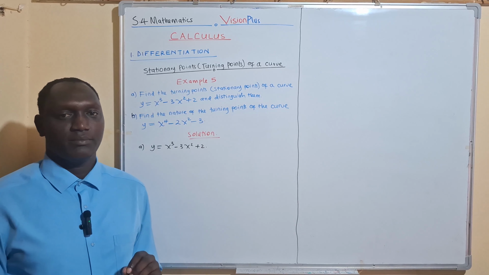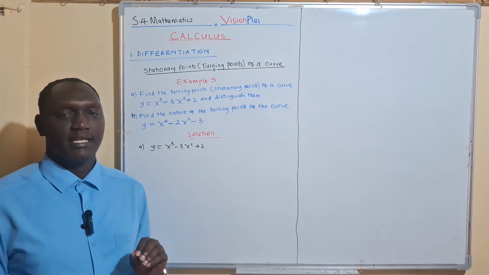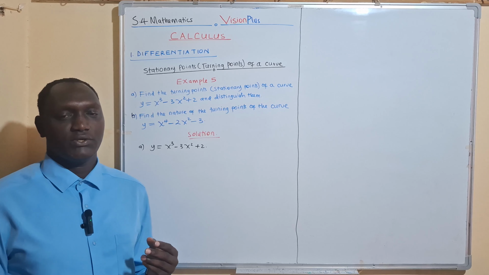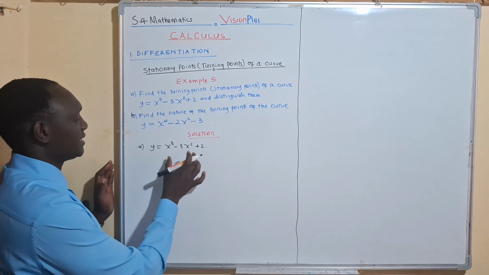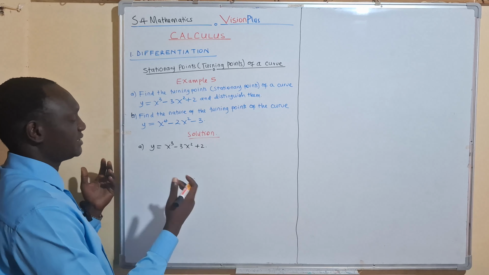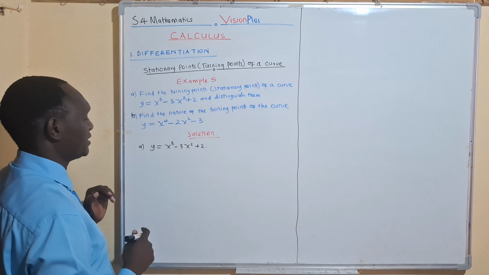What do we know at the turning points? We know that at any turning point, dy/dx is 0. In other words, the gradient of the curve at the turning point is 0. That means we need the gradient function of the curve to assist us in finding the coordinates of the turning point.